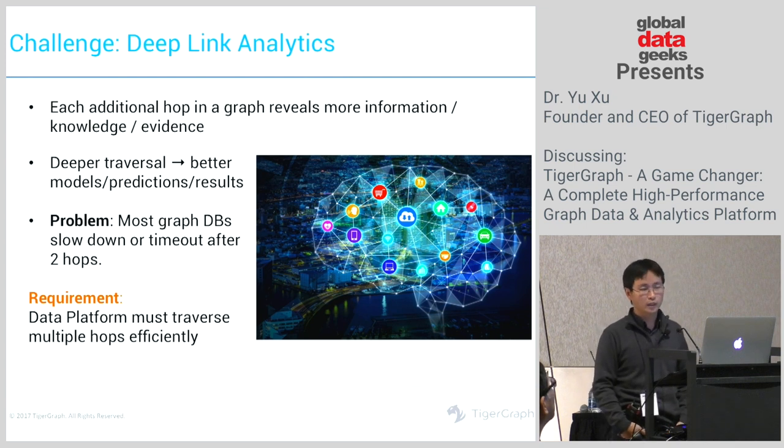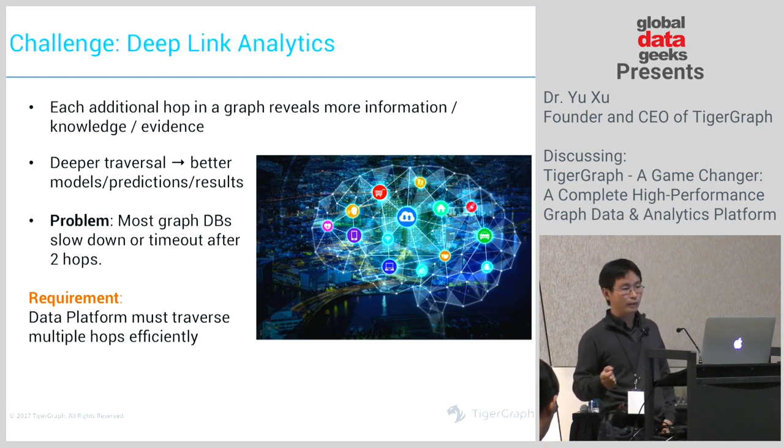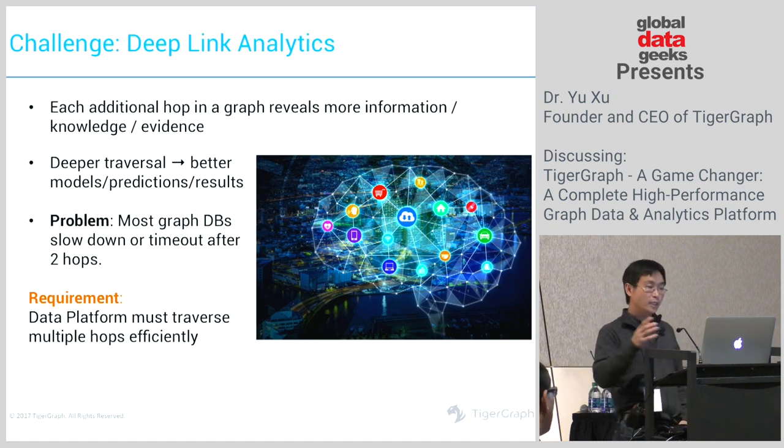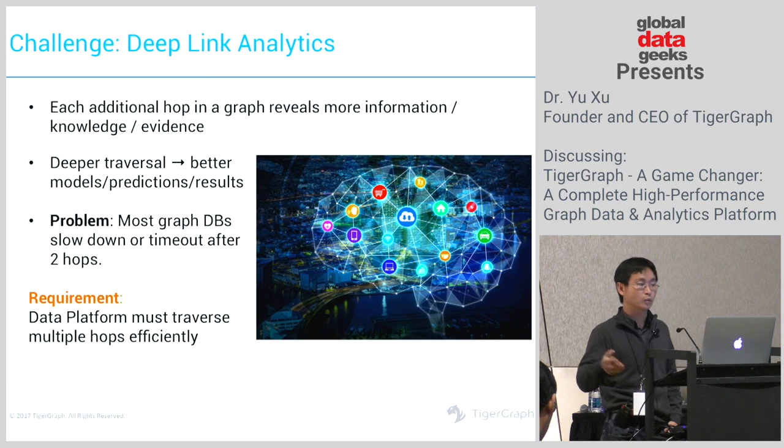So a lot of databases, they slow down or time out after two hops for bigger graphs. A lot of databases can do more than three hops only for medium size, small size graph. But if bigger graph, then you're looking at really slow performance and even cannot finish at all.